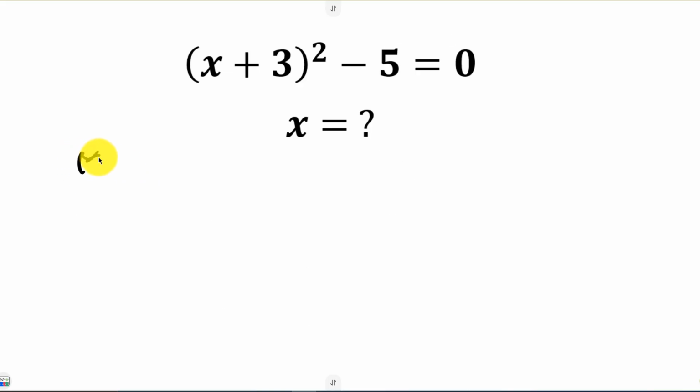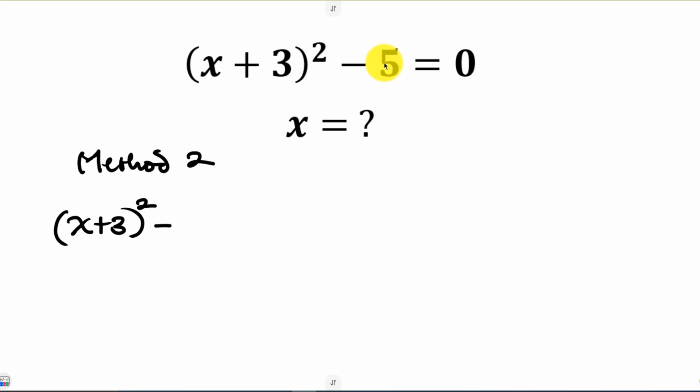Now on our second method, let's call this method 2. Since I have minus here and I have square here, there's a way I can make this a difference of two squares. Good. So I'm going to be writing (x + 3)², which is a square, minus. Now to write 5 as a square, that means I need to introduce a square root: (√5)², raised to power 2.